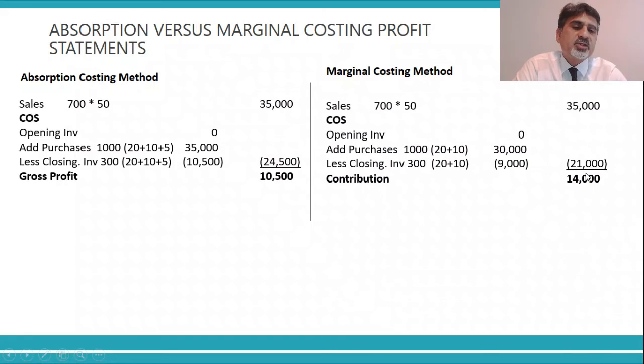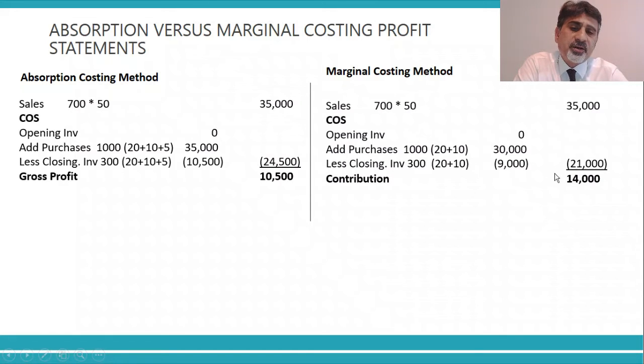Now what you get is called contribution. That's the concept of contribution. Under the absorption costing income statement, you make gross profit. Under the marginal costing income statement, you use the word contribution. Contribution means selling price minus variable cost. In this example, I only subtracted variable production cost because they did not give us any non-production cost, so we just ignored it. So anyways, whatever variable costs were given, we subtracted.